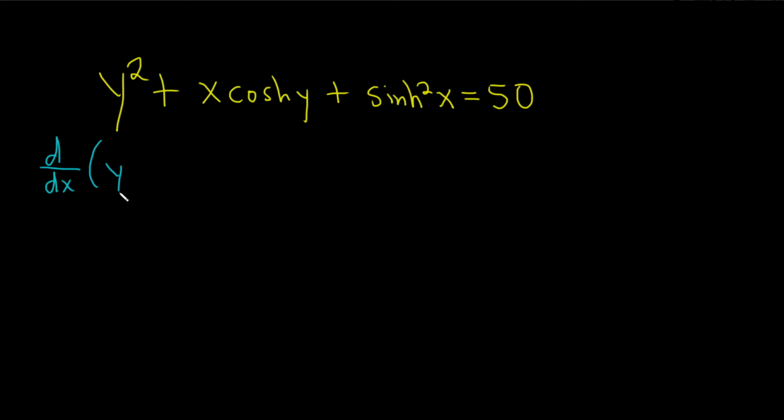So I'm going to write it again: y squared plus x cosh y plus, and then this sinh squared of x. This is shorthand, so I'm going to write it another way to make it easier to differentiate. This is really sinh x, and then this whole thing is squared. So that's the derivative with respect to x of the left-hand side. And then we want to do the same thing with the right-hand side, so d/dx of 50.